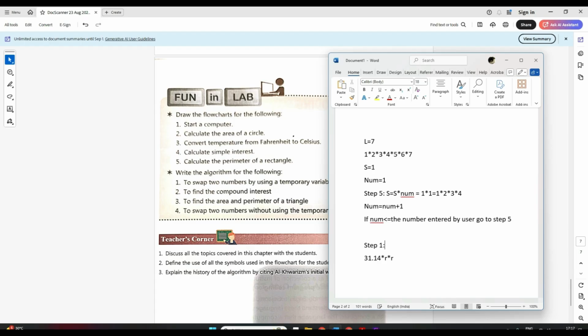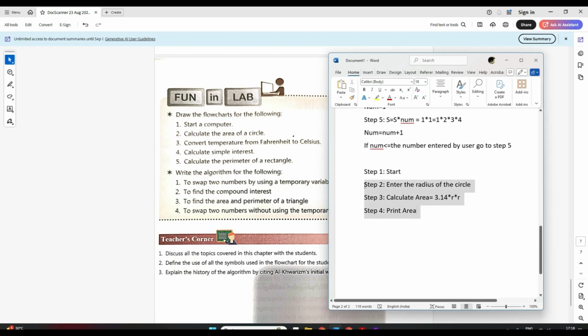Correct. So step 1 will be your start. Step 2 will be enter the radius of the circle. Then step 3 will be calculate area is equal to 3.14, sorry I wrote 31, 3.14 into r into r, correct? And then step 4 will be print area, correct? The same thing, you just need to put it in the flowchart form. I just wrote the algorithm. And then step 5, don't forget stop. That is very important, right?